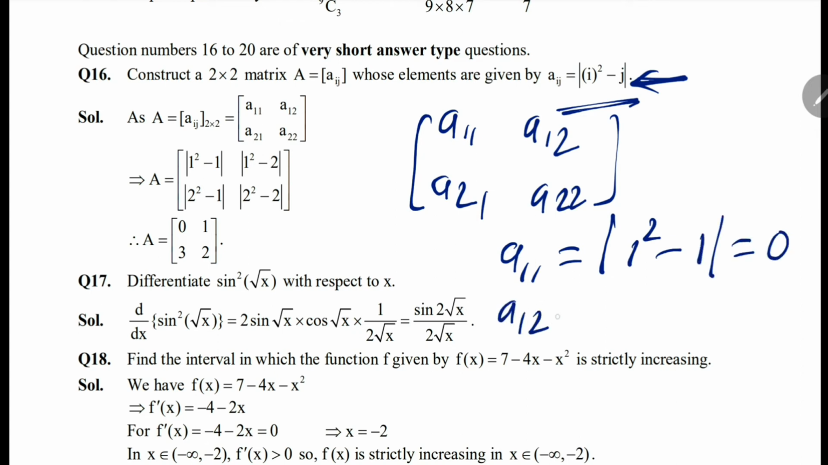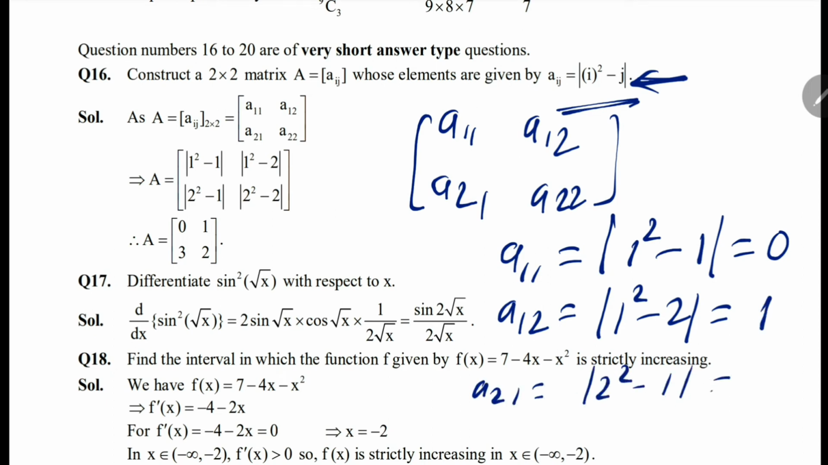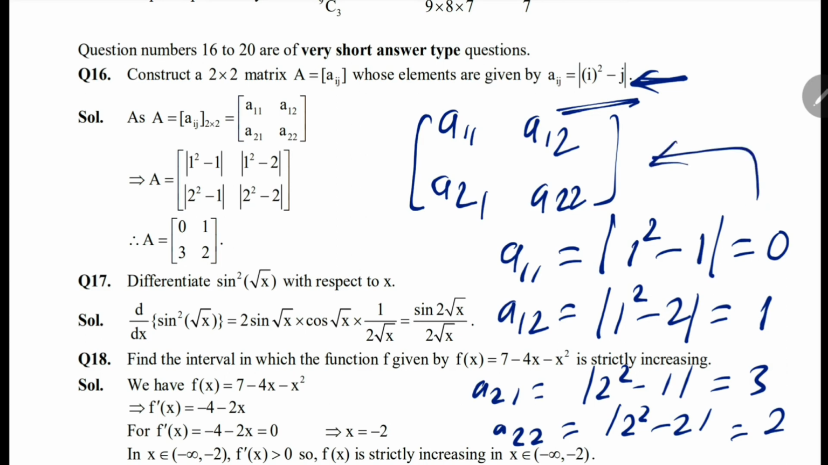Then we will find A12, that means 1 square minus 2, that is 1 minus 2, which is minus 1, and minus 1 modulus means it is plus 1. Then we will find A21, that is 2 square minus 1, that means it is 3. And finally we will obtain A22, that is 2 square minus 2, that is 4 minus 2, that is 2. So we have obtained the elements, then we can put back these elements in this expression and we will get the answer as 0 1 in the first row, 3 2 in the second row.